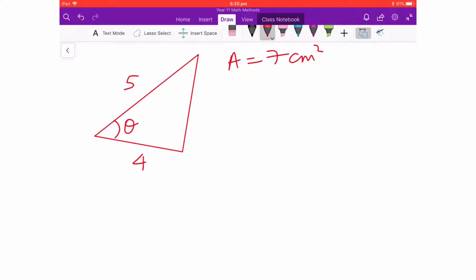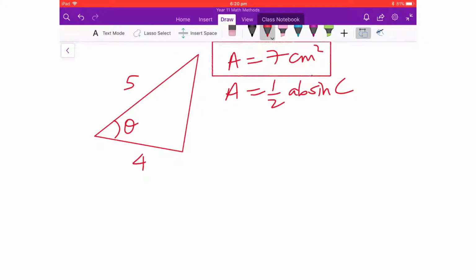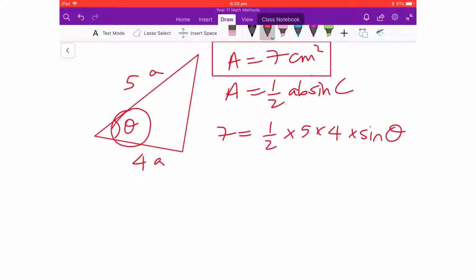So what I'm going to do is use my area formula, which I found before. So A is equal to half ab sine C. And I'm going to use that formula to rearrange to find theta. So I'm going to put in what I know already. I know that my area in this case is 7. So 7 is equal to half times a and b, so these are just a or b here. I'm going to write 5 times 4 times sine. My angle here is theta. I don't know what the angle is, so I'm just going to keep it as theta.